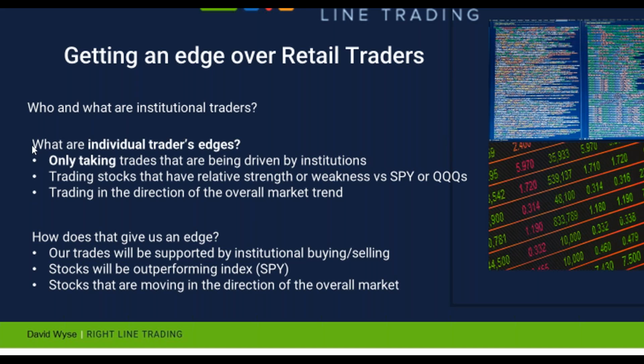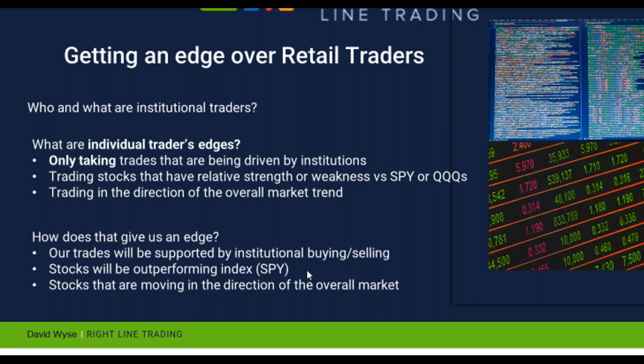And believe me, 99% of retail traders don't know this, and they certainly don't have the compass system, so they don't know if the institutions are in there or not. And how does it give us an edge? Well, our trades are going to be supported by institutional buying and selling. We get into a trade, we can be confident the institutions are in there at the same time. So if they're pushing it up, we're going to ride up with them. If they're pushing it down, we're going to ride it down with them.